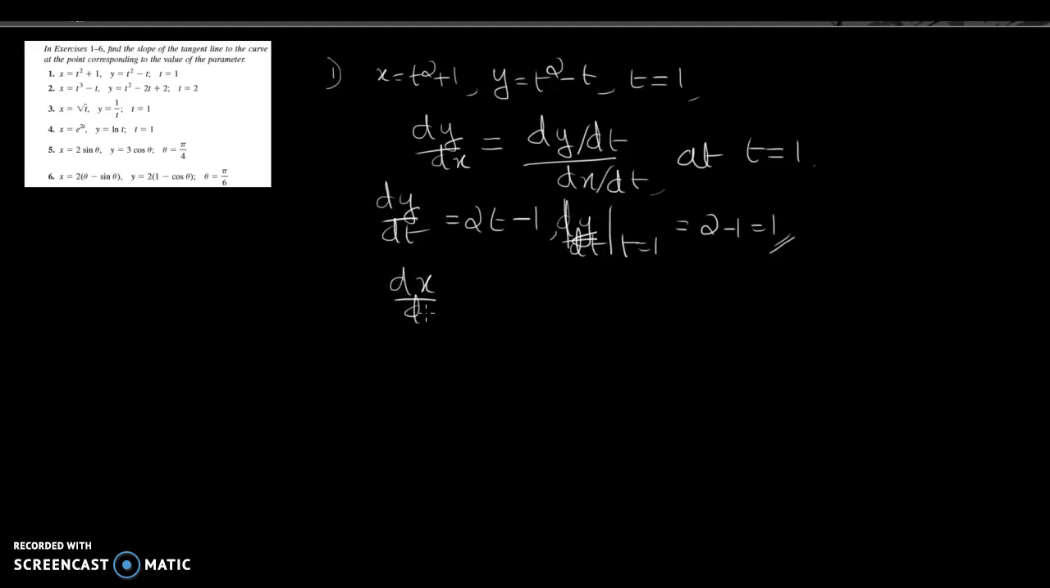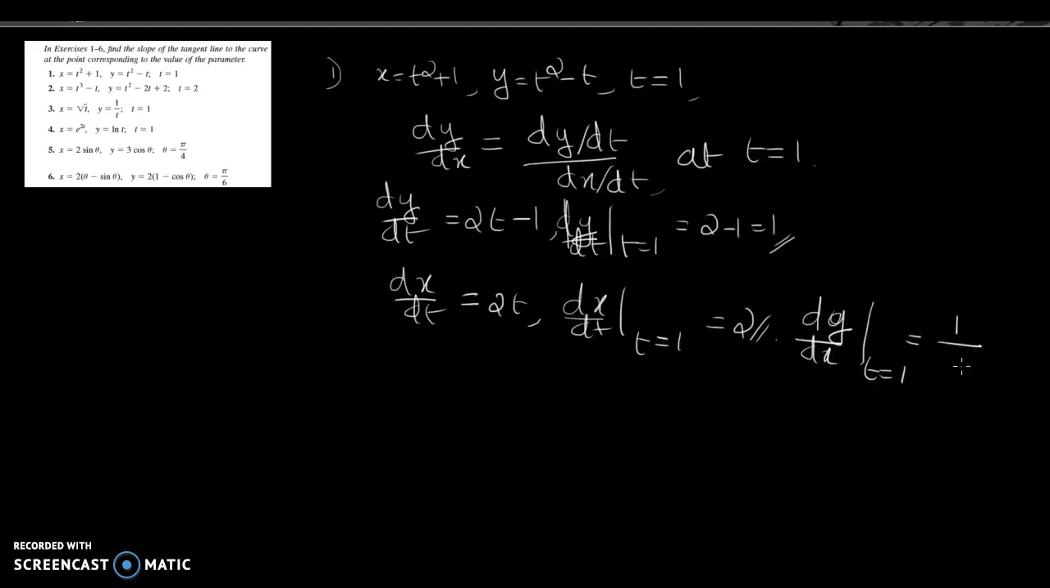Again, dx by dt equals 2t, and dx by dt at the point t equal to 1 equals 2. So we calculate dy by dx at the point t equal to 1. It is dy by dt, which is 1, divided by dx by dt, which is 2. So this is the slope of the tangent line.